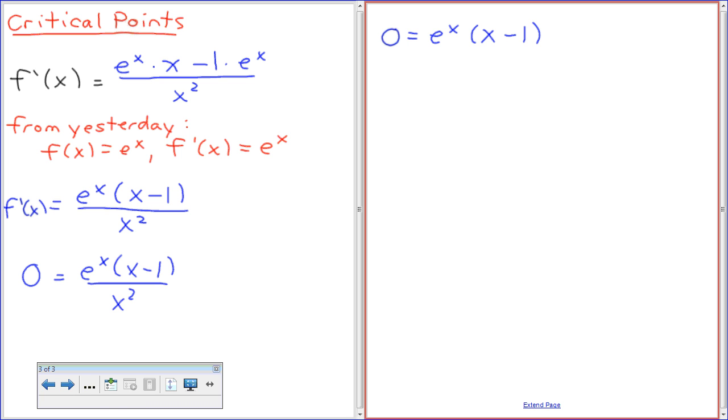You probably could get away with it because e to the x is just a number. You know what I mean? But I don't want to cheat there, okay? I'm just going to do my roots right now. I'm going to say e to the x is equal to 0 or x minus 1 equals 0.